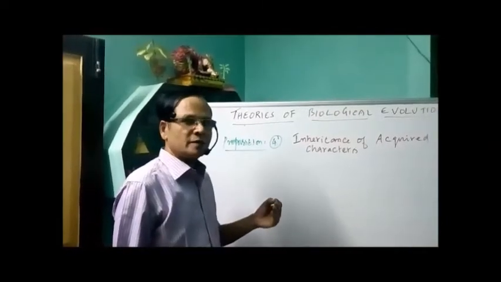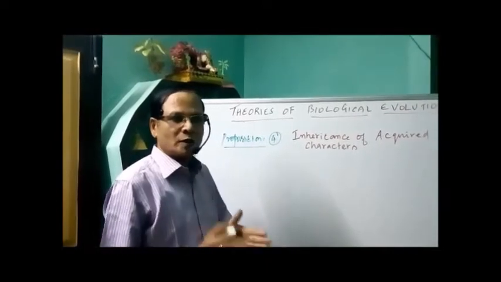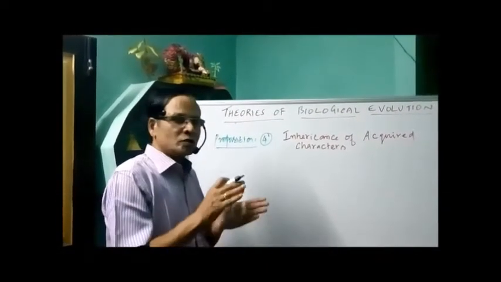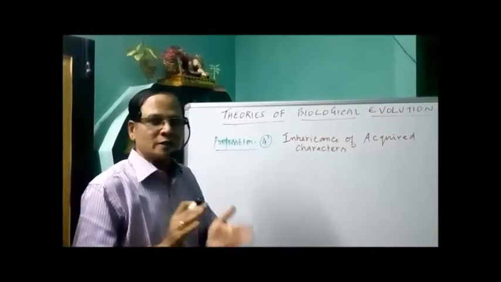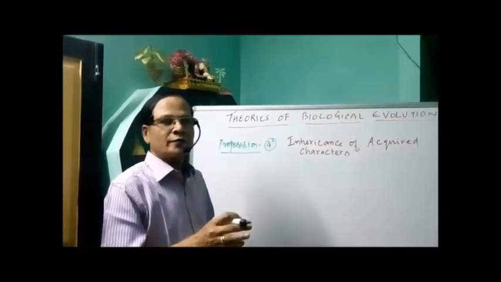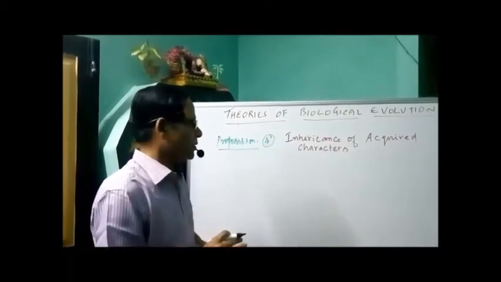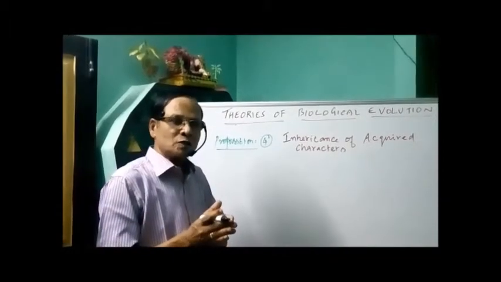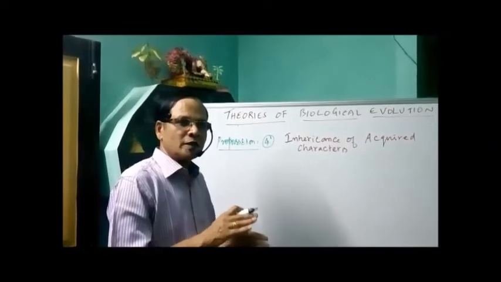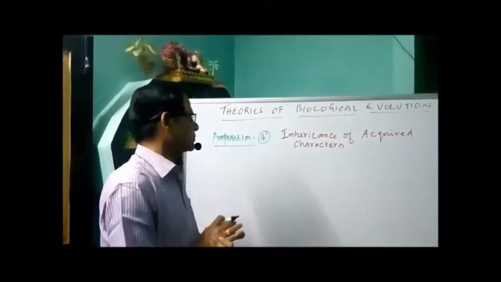Any change in the structure of an organism due to adaptations to changes in environmental conditions can automatically be transmitted to the next generation. Simply, any structure that is acquired during the lifetime of an organism can automatically be transmitted to the next generation. Those adaptations which are useful to the organisms are called heritable adaptations. The changes are called heritable variations.